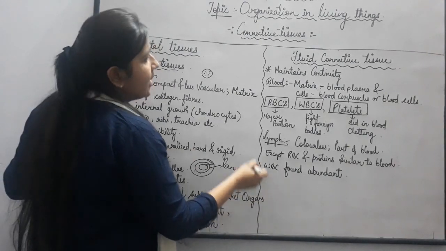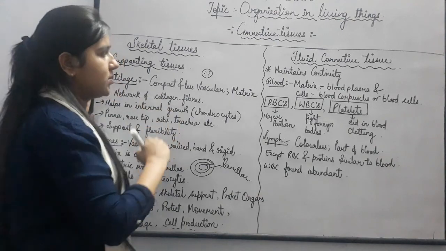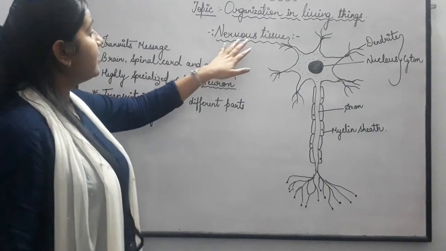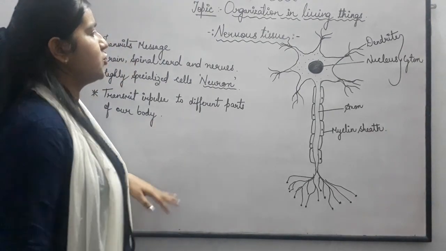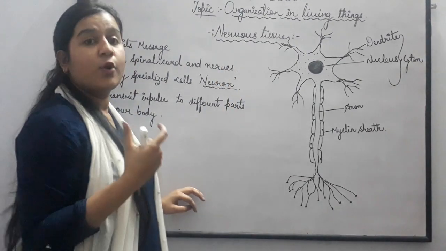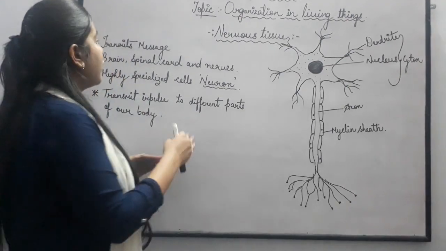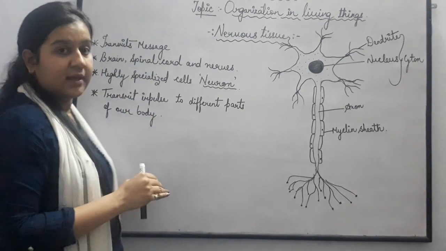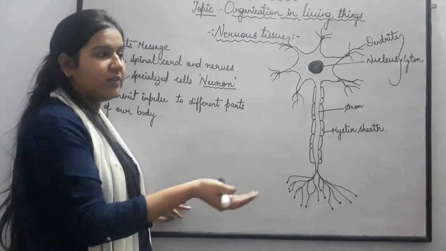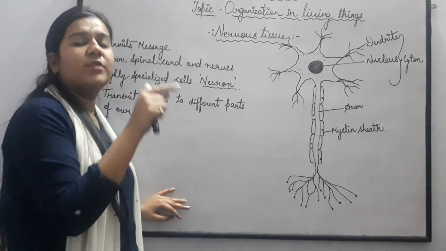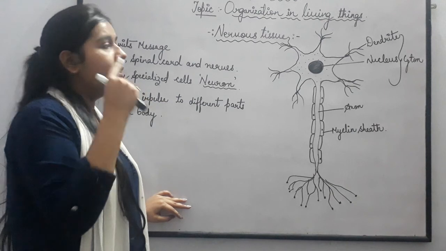Now let us see the last type of tissue, known as nervous tissue. Let us learn about nervous tissues. These are very specialized tissues, and their main function is to transmit messages. They transmit messages to our brain from outside the body. If we touch something hot, we feel hot because this message has gone to our brain.